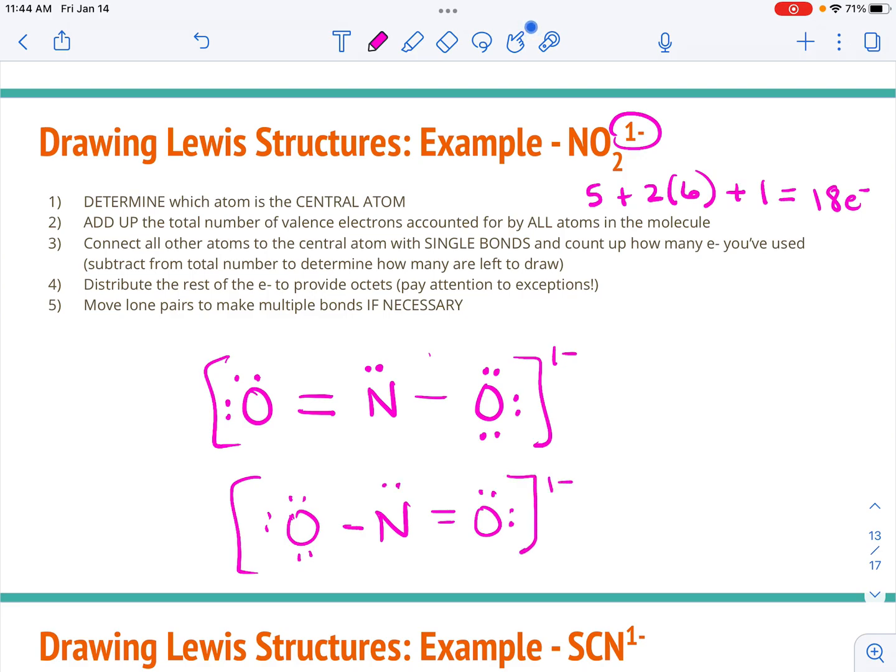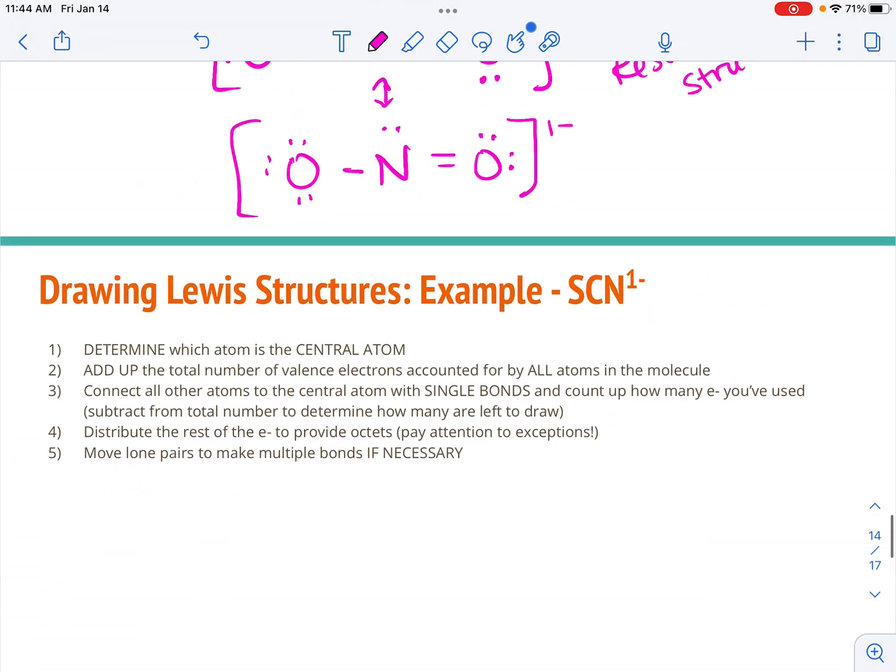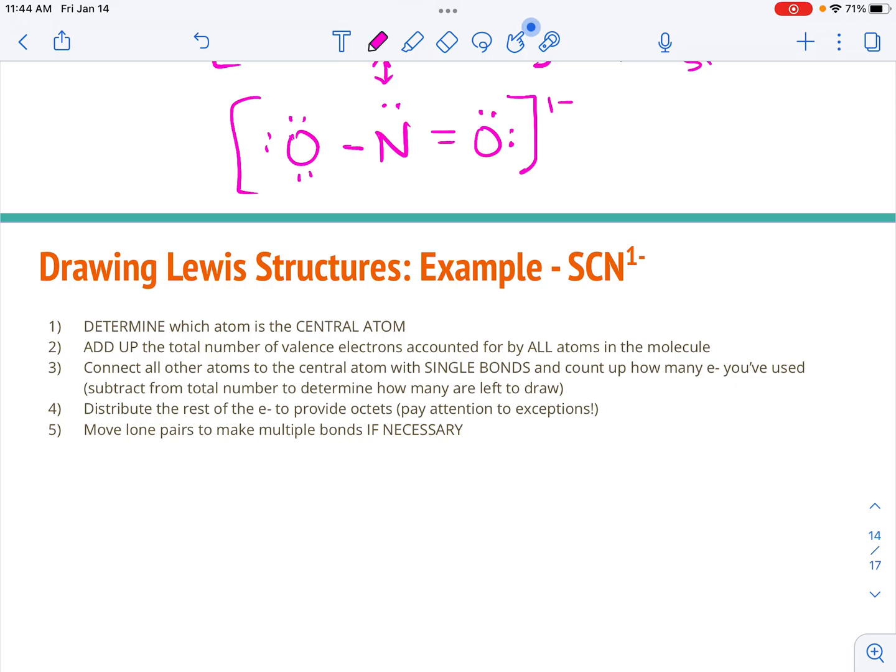And technically, those are equal and equivalent structures. So this is a resonance structure situation. Technically these both represent that molecule, and that extra pair of electrons, that's the double bond, is a delocalized pair of electrons. All right, we'll do a couple more pretty quickly.